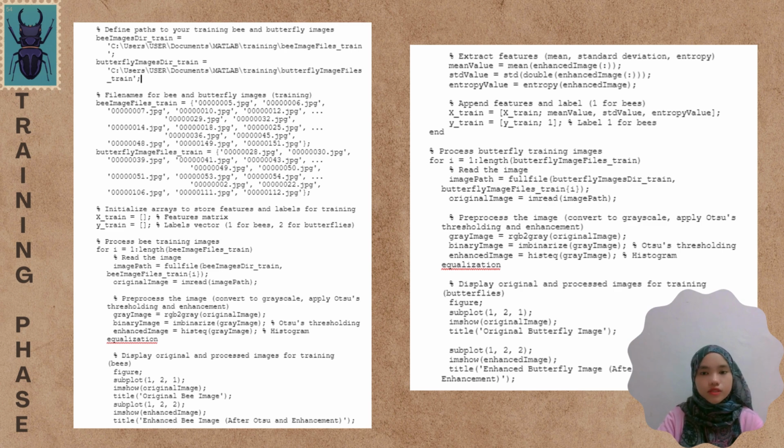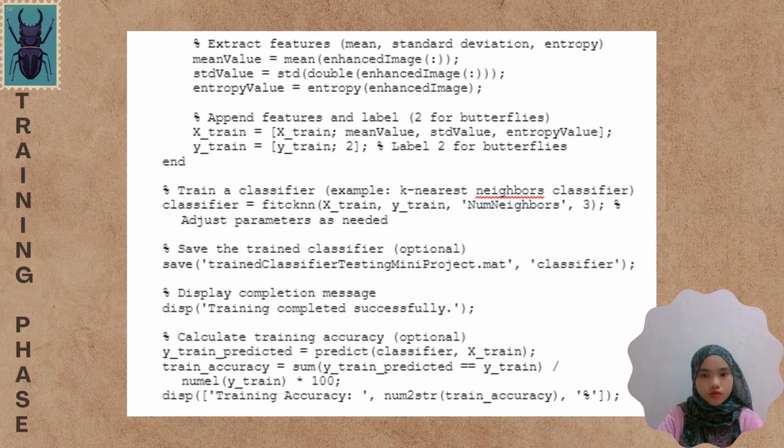So we move to the butterfly training images. We just use the same process, same for loop process. We train the classifier, which is the k nearest neighbors classifier. Like in this code, we use the value as 3, and here we can adjust the parameters as needed. And then we save the trained classifier and display a completion message. So here the message will pop up in our command window in MATLAB. And lastly, we calculate the training accuracy. As we got, the training accuracy is 73.33.